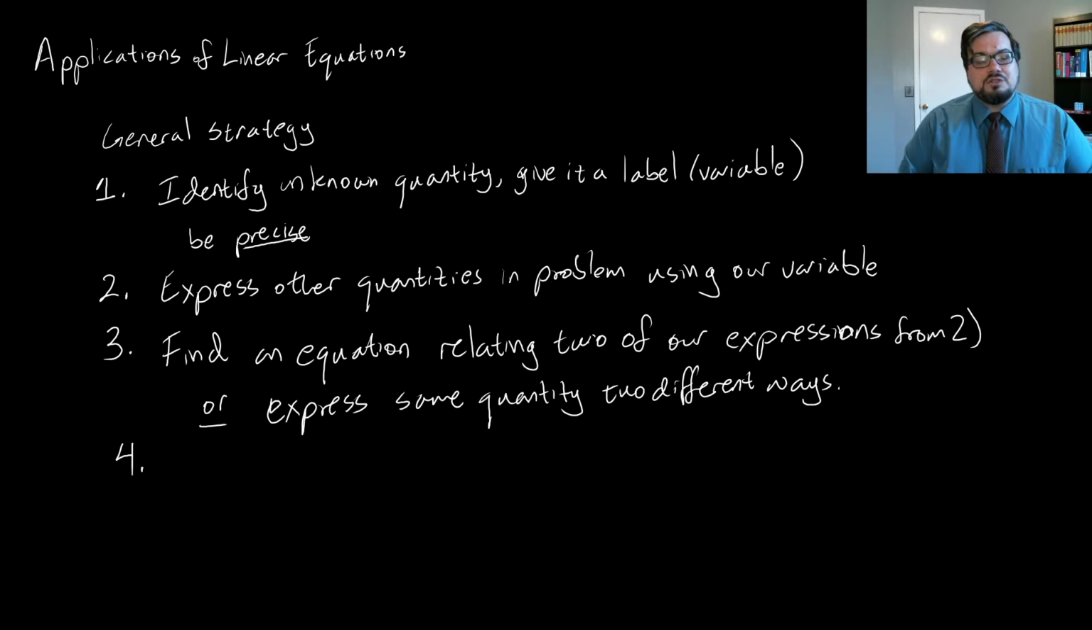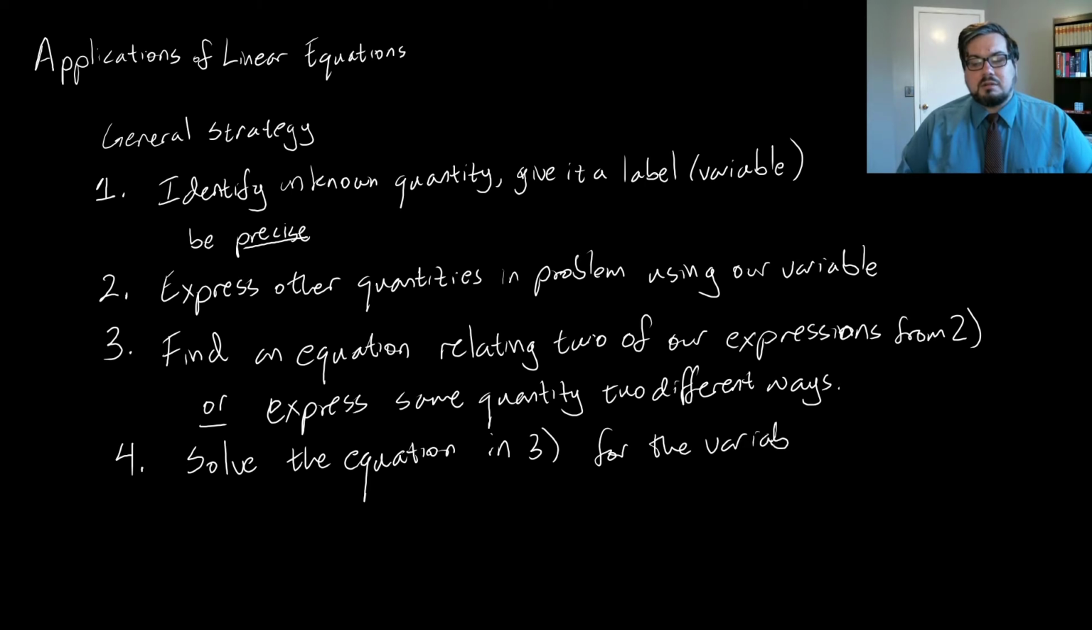Once we have an equation, we can solve the equation in step four for the variable. So that will give us a value of the variable that is a solution to the equation that we got in part three, which hopefully is a solution to the problem that we were looking at in the first place. And then five, finally, we want to interpret our solution in the context of the problem.